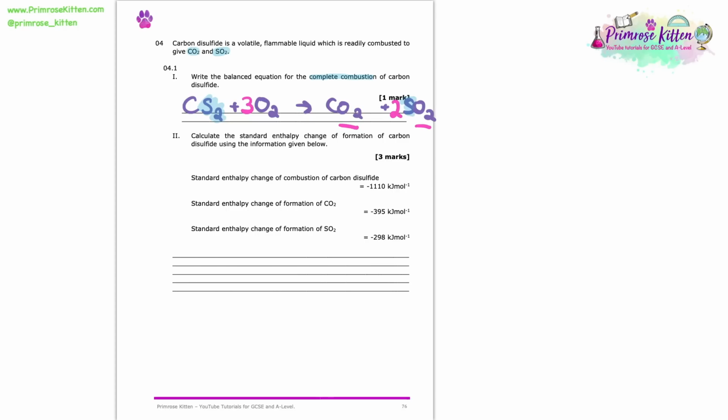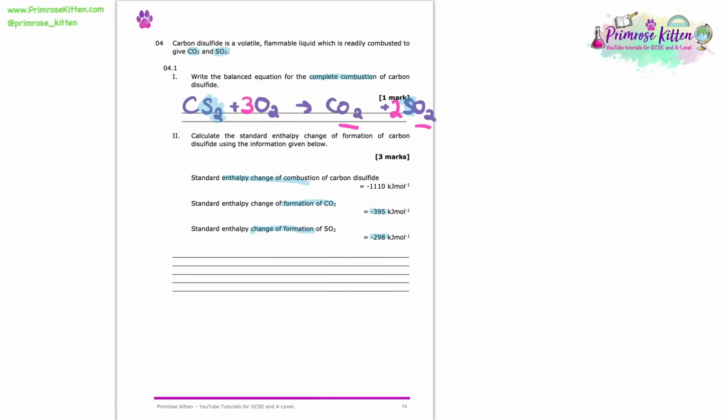So now we're asked to calculate the standard enthalpy change of formation of carbon disulfide using the information given below. So below here you can see we're given a few different enthalpy changes. We're told that the enthalpy change of combustion of carbon disulfide is minus 1,110. We are told that the standard enthalpy change of formation of carbon dioxide is minus 395, and the standard enthalpy change of formation of sulfur dioxide is minus 298. And we're asked to find the standard enthalpy change of formation of carbon disulfide.